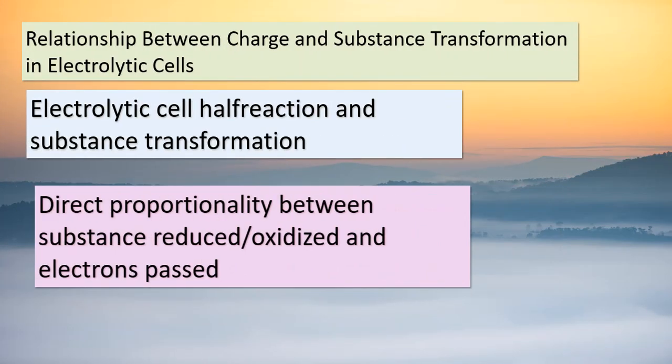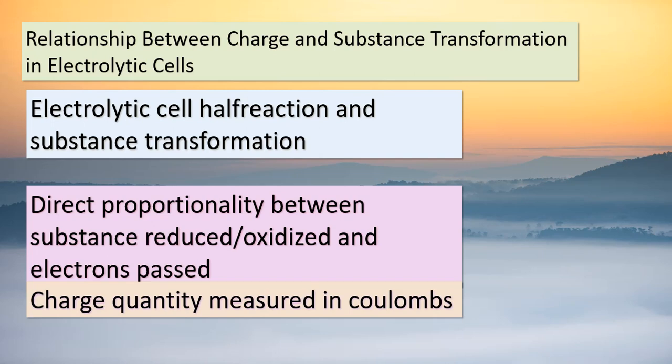Welcome back, students. Today, we're delving into the intriguing world of electrolytic cells and the captivating relationship between the amount of substance transformed and the electrons involved. Imagine a scenario where we have a half reaction occurring within an electrolytic cell. In this scenario, the quantity of substance reduced or oxidized is directly linked to the number of electrons that enter the cell. Now, let's talk about something known as charge.